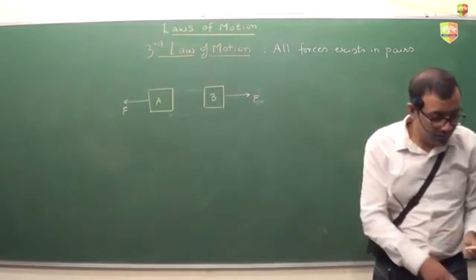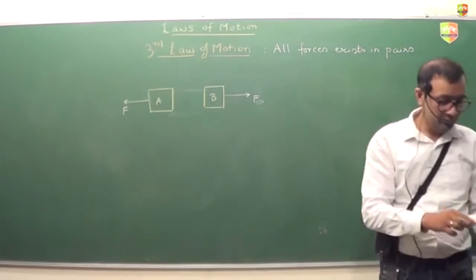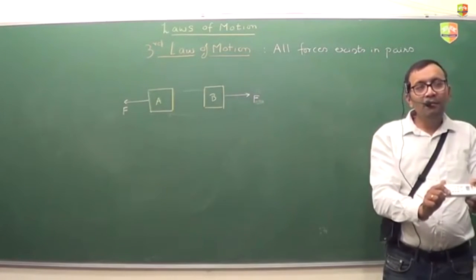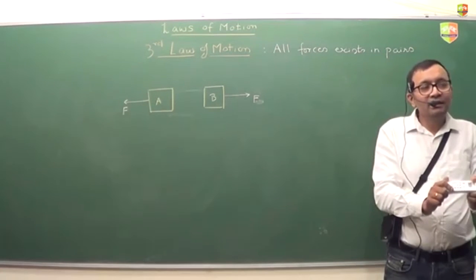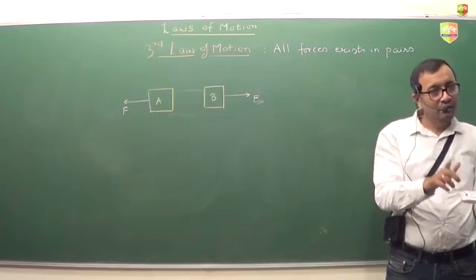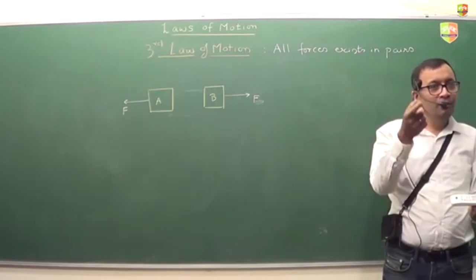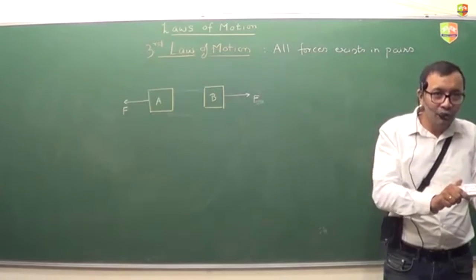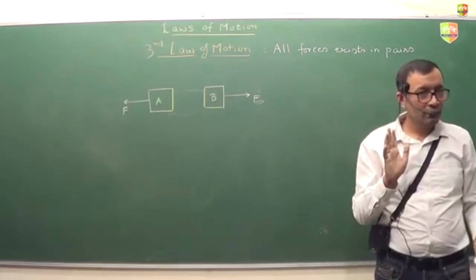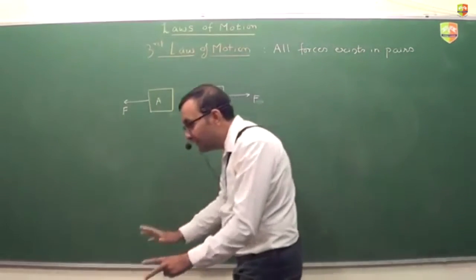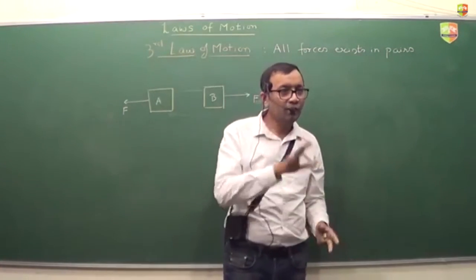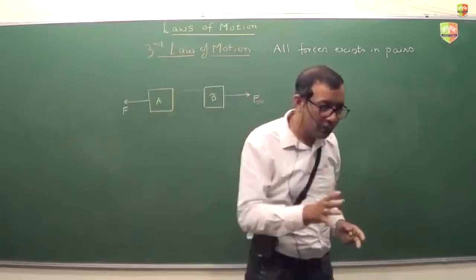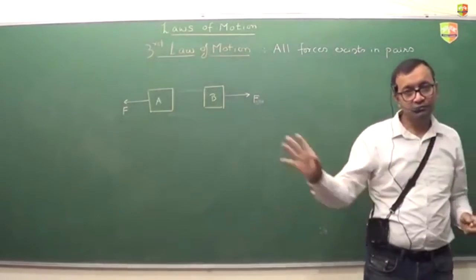Suppose, as one example, I am trying to twist this remote. Why am I experiencing a force? You experience a force when you twist it, yes or no? But you are applying the force, so how come you are experiencing it? You are experiencing the force because this is applying force on you. Simple. So every time you see a force, you should ask yourself, where is the pair of that force? If you're not able to find the pair, you're doing it wrong. You'll get a wrong answer.